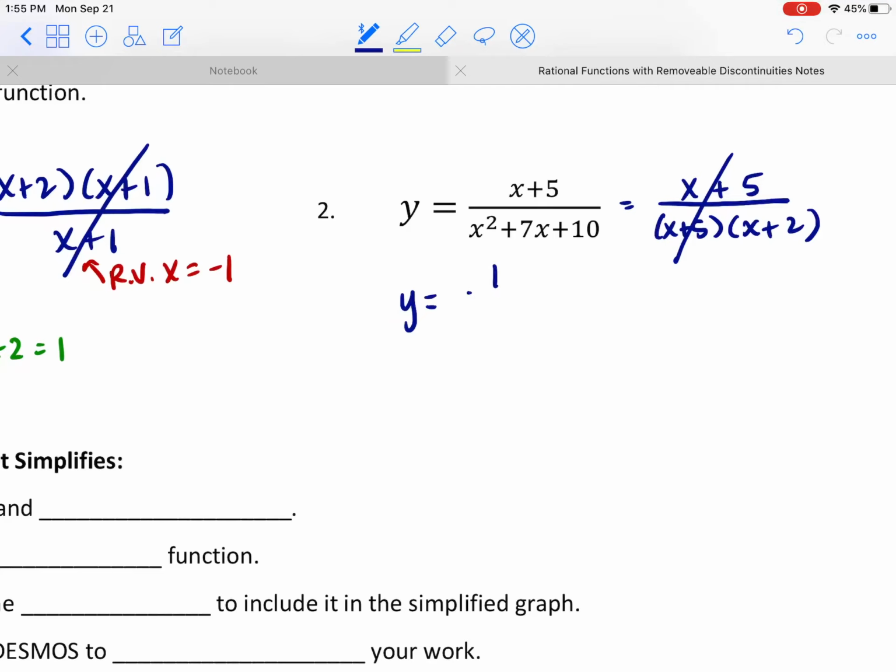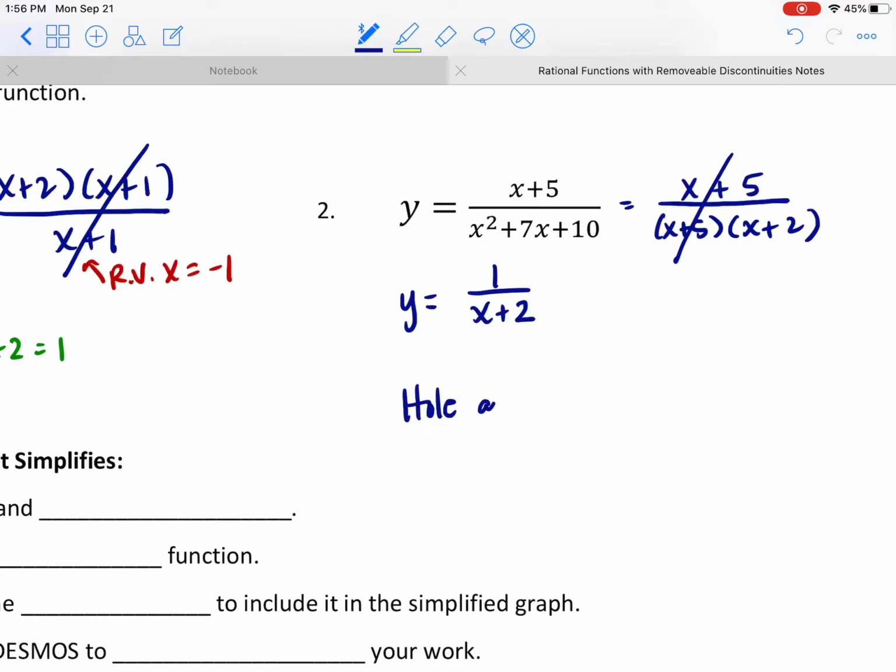So our simplified function is 1 over x plus 2. So our graph, instead of having two vertical asymptotes, one at -5 and a second one at -2, is only going to have one vertical asymptote, right? -2 is still going to be in there as a discontinuity, but now, instead of two vertical asymptotes, we have a vertical asymptote and a hole in the graph.